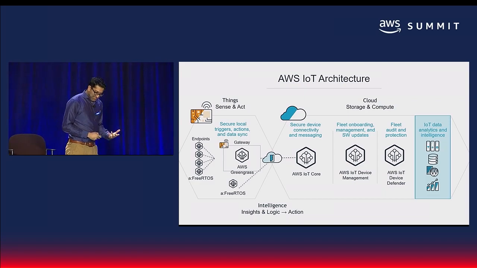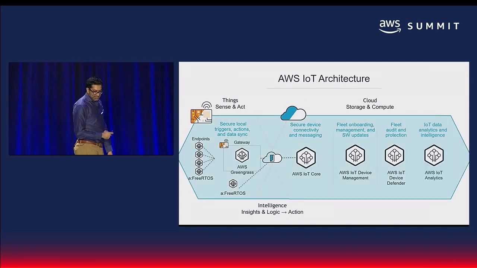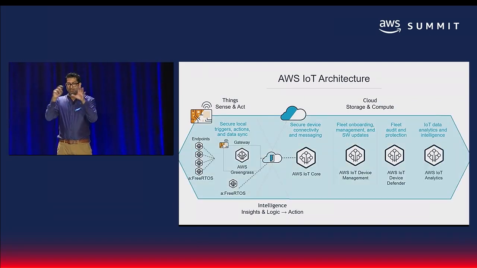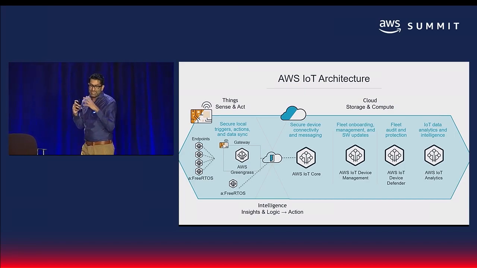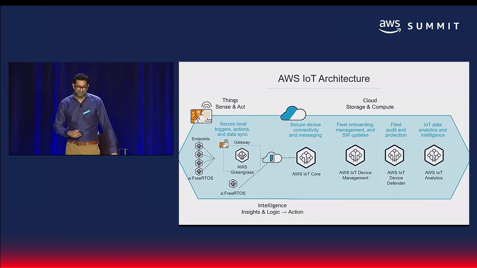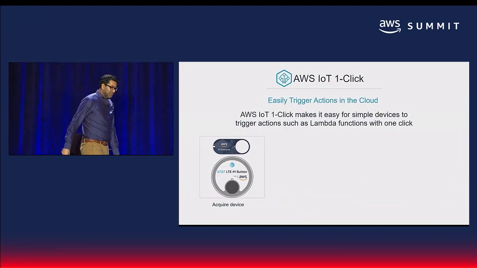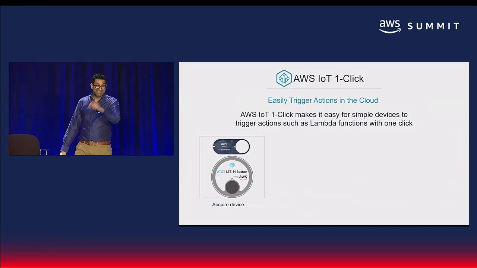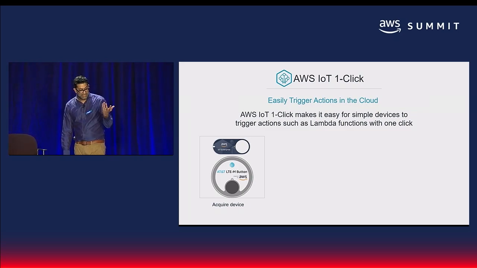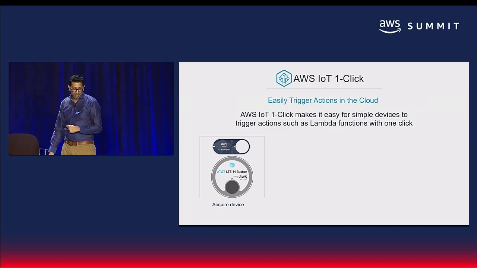So that's where the analytics portion is. If we look at it, this is our overarching architecture of the AWS IoT platform. But there's one more thing: the AWS IoT One-Click. To get started even quicker, we offer these kinds of buttons as an enterprise program.